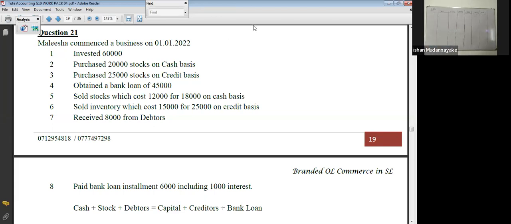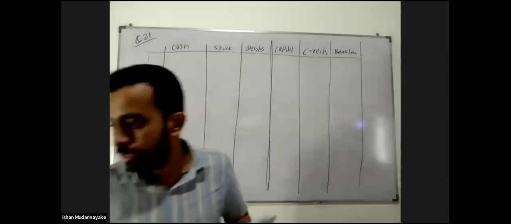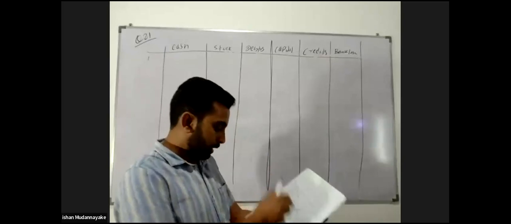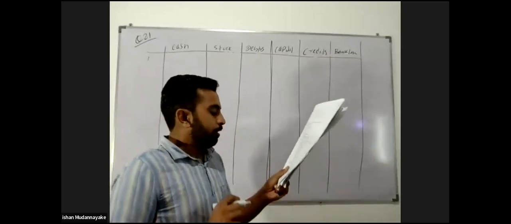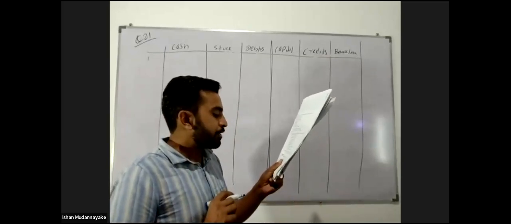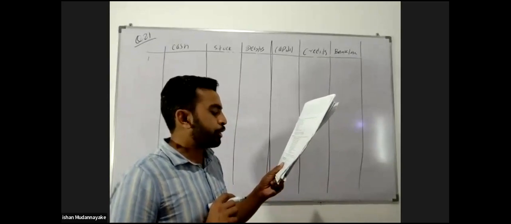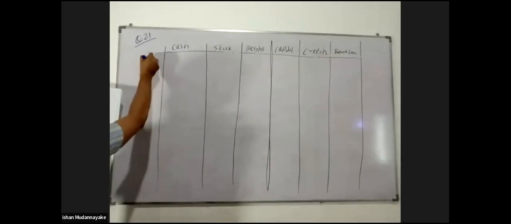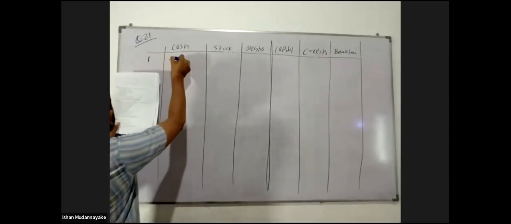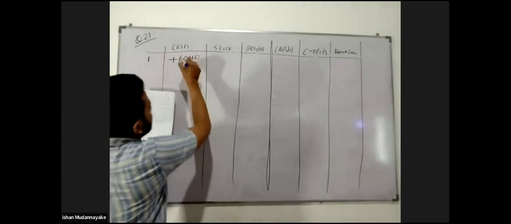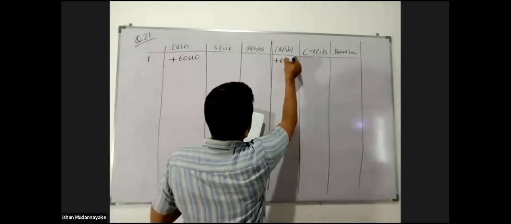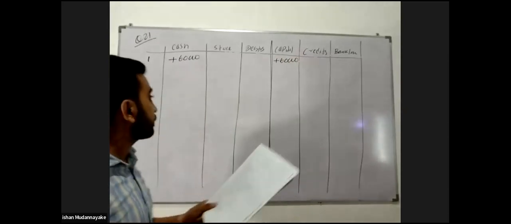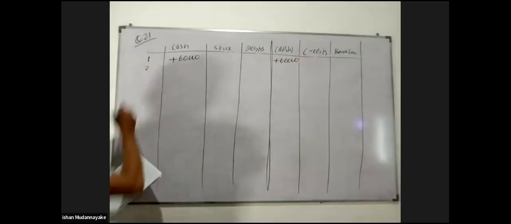Please check your answer for question 21. Malaysia commenced the business on 1st January 2022 and invested 60,000. First transaction: cash plus 60,000, capital plus 60,000.